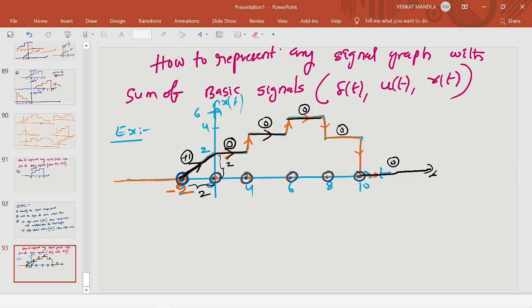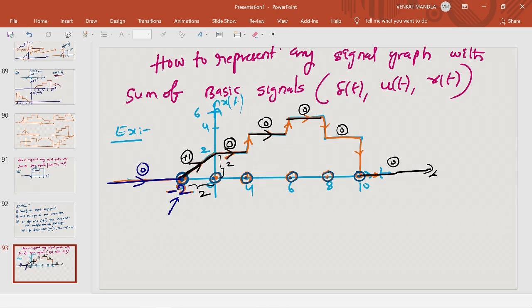Next, the third step: we have to write the equation at these signal change points. So I'll explain here. For this line, this is a horizontal line, 0 slope. We have to write the equation at signal changing points. This is -2.